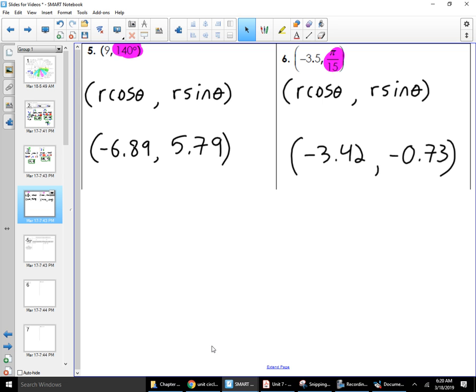So at this point, what we have done is taken a look at 6 examples converting from polar coordinates to rectangular coordinates. We also want to be comfortable going the other way, going from rectangular to polar. So we will put those in a separate set of videos.